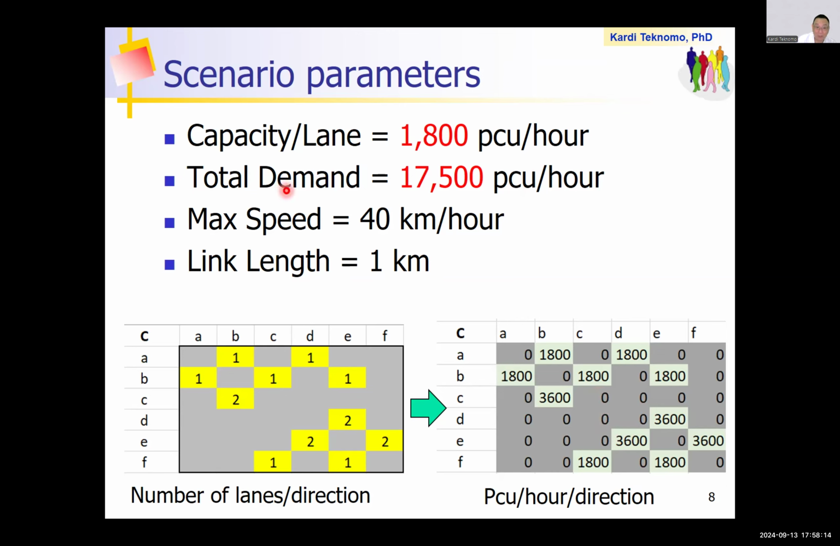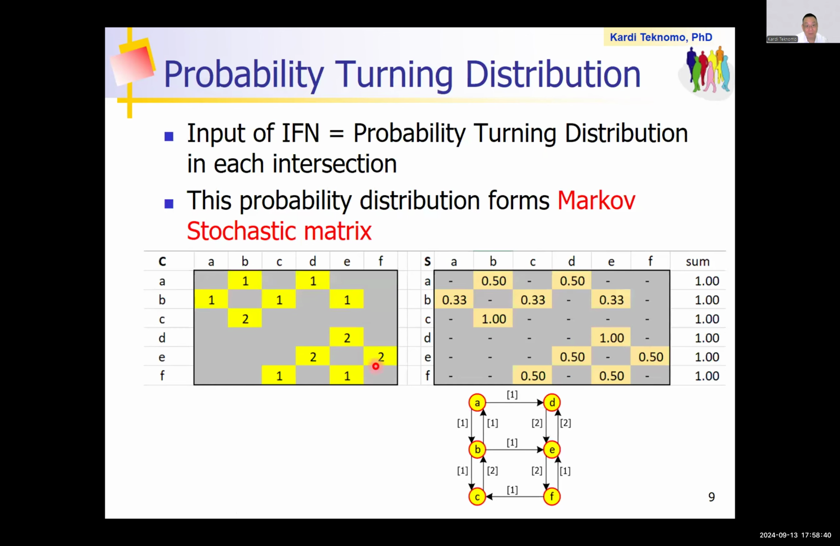Okay, let's assume there's a total demand of 17,500, and the maximum speed, let's assume all the same, 40. Is that clear? And also the links are all the same at this point, so it's easier to compute. It's just an example. Otherwise, you need to create the same matrix again for maximum speed and for the link. And from the capacity matrix, because we use proportional, this is the input: the capacity matrix as the input, the number of lanes.